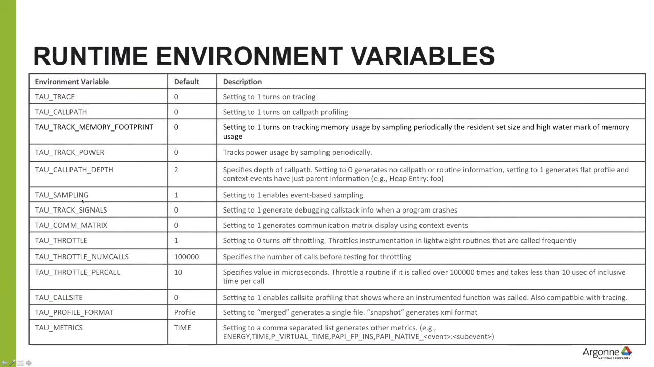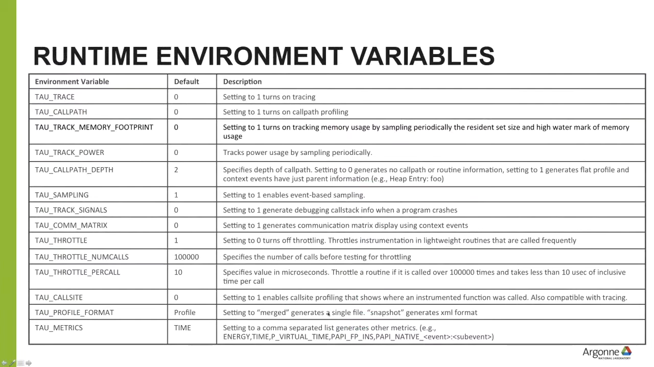Call path profiling can be turned on by TAU_CALLPATH, sampling by TAU_SAMPLING, communication matrix, call site. This is a new and very interesting option which can be used with profiling as well as tracing. Then we can intercept, say, the MPI call. And if call site equals one is used, then it will show you where that MPI call was invoked in the source code, such as foo.f90 at line number 12. So you can see the contribution of each individual MPI call instead of aggregating it across all MPIs. So if you had an MPI barrier that took a long time, you could see where that MPI barrier was called.